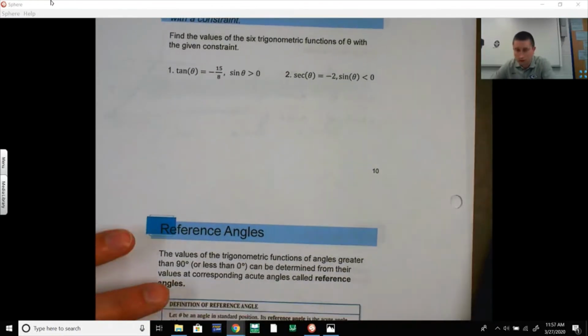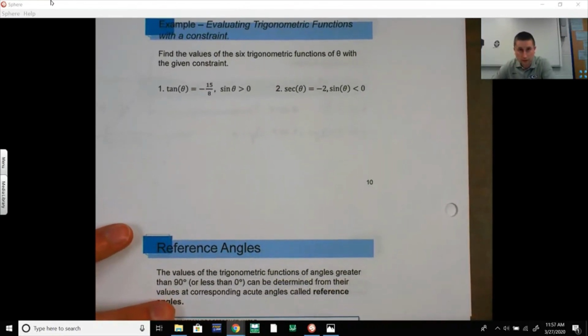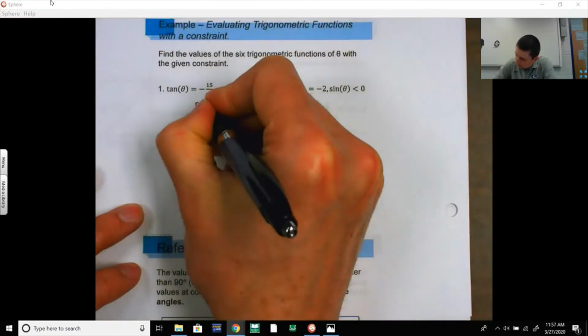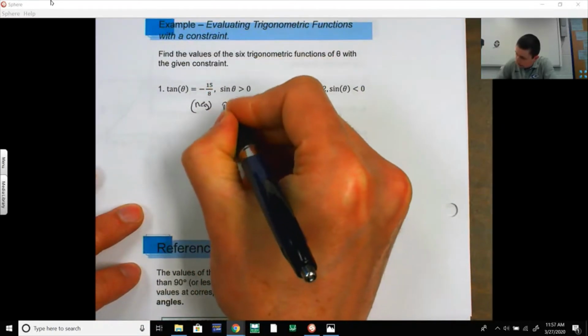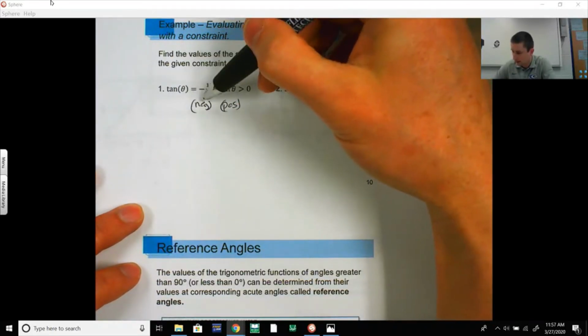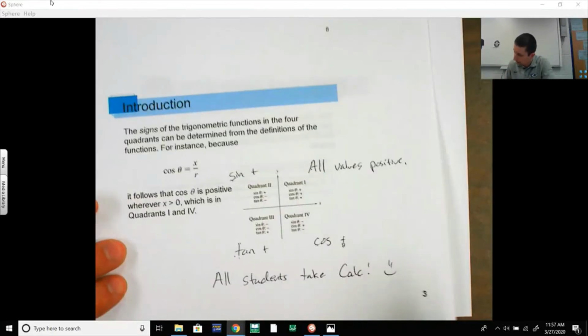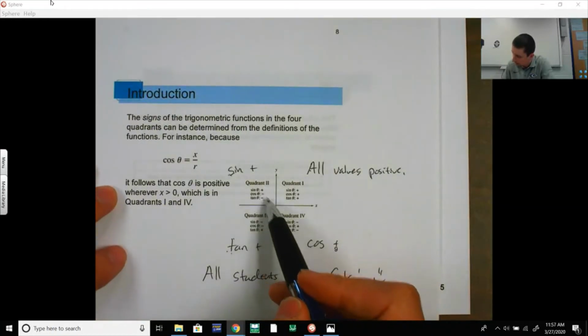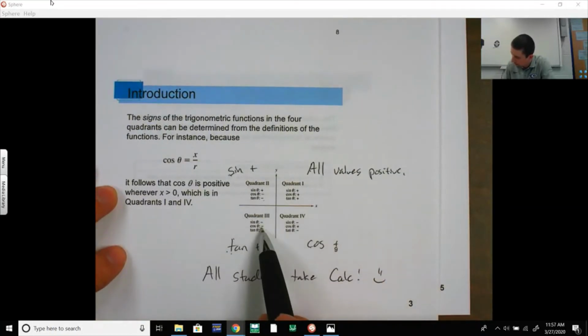Okay, so find the values of the 6 trigonometric functions of theta with the given constraint. So tangent is negative and sine is positive. If tangent is negative and sine is positive, when I go back and look at here, sine is positive, tangent is negative. That's the only quadrant that we're in.